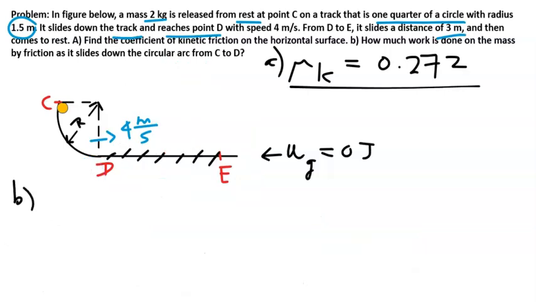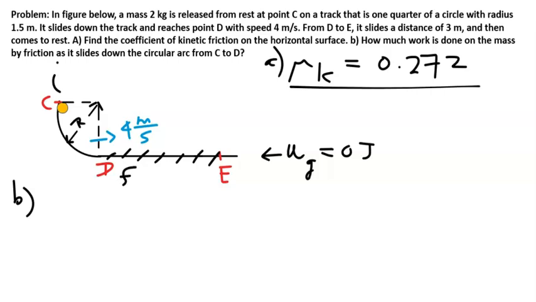Now let's do part B. How much work is done on the mass by friction as it slides down the circular arc from C to D? So in part B, point C is the initial point and point D is the final point.